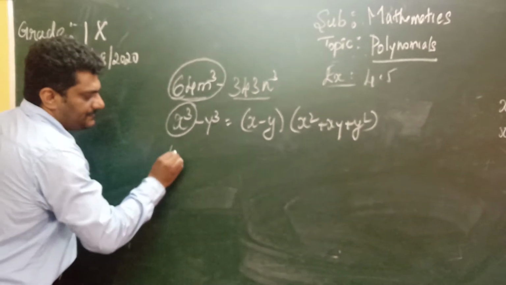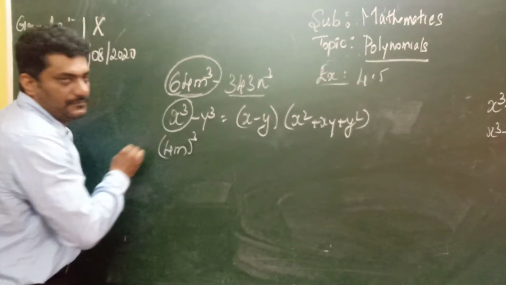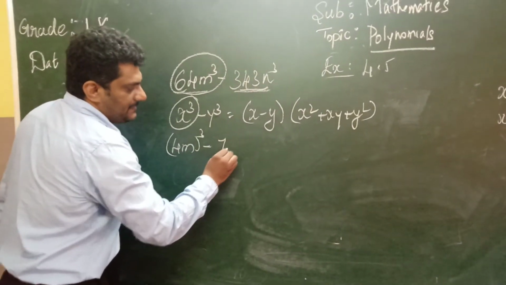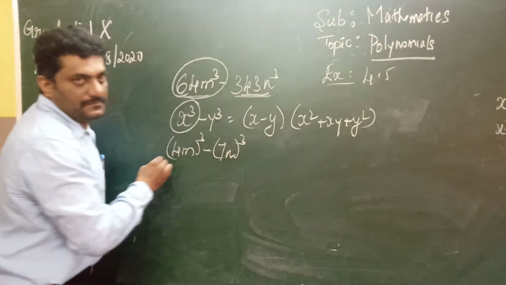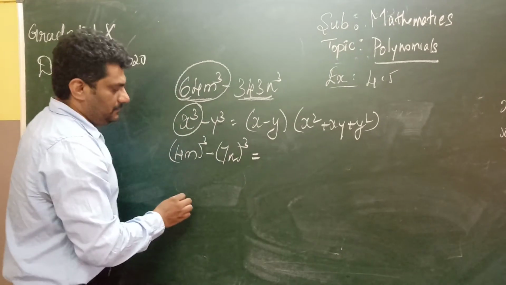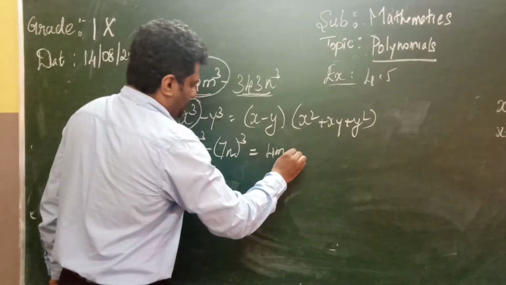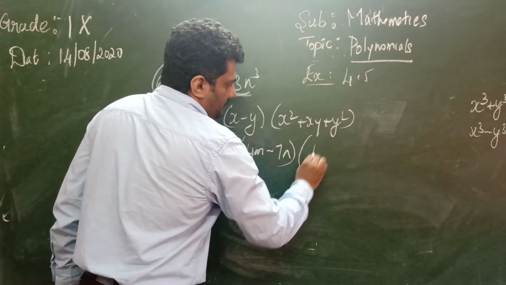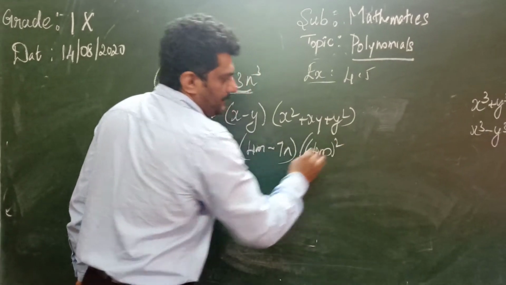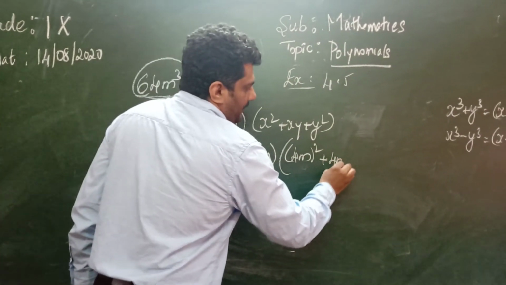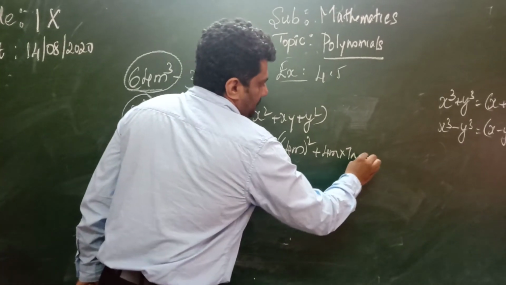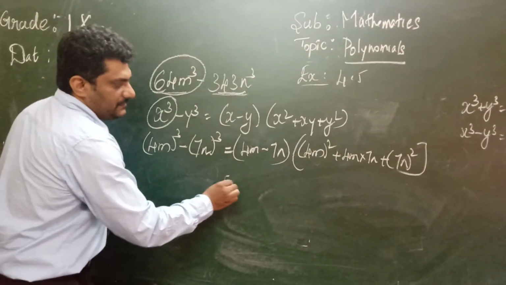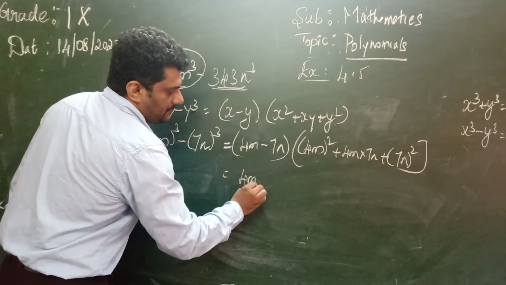So I can write it as 4m whole cube minus 343, which is nothing but 7n whole cube, equal to 4m minus 7n, multiply 4m whole square plus 4m into 7n plus 7n whole square, which is equal to this as it is.